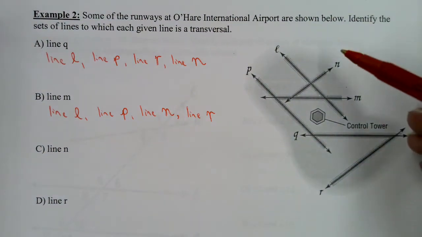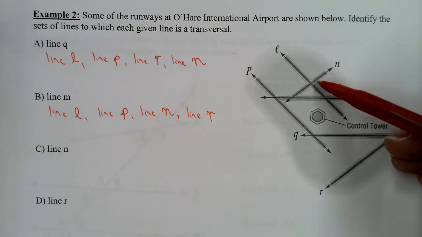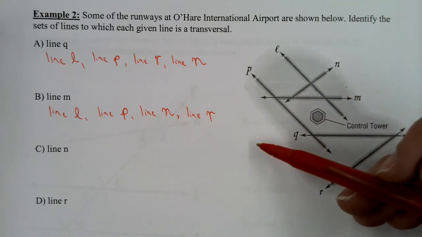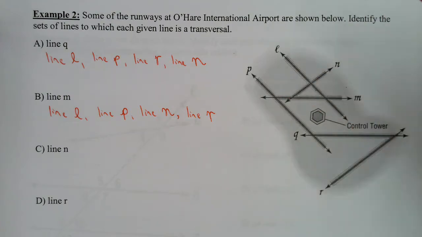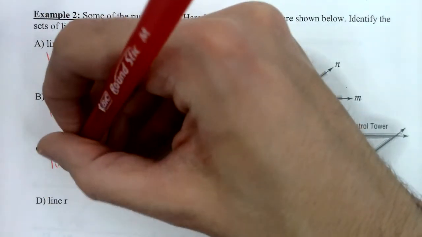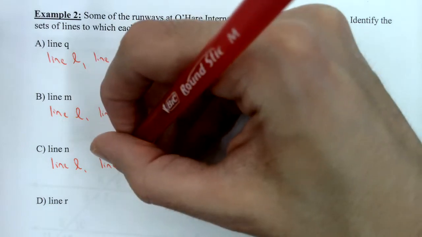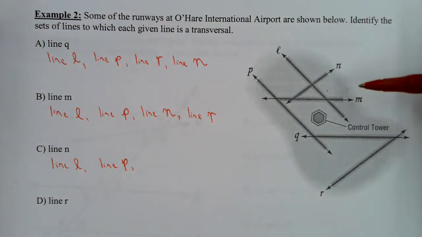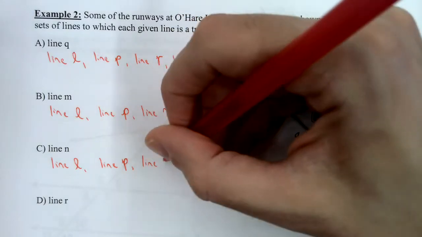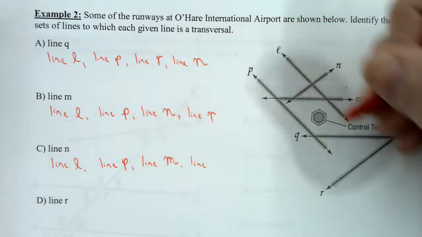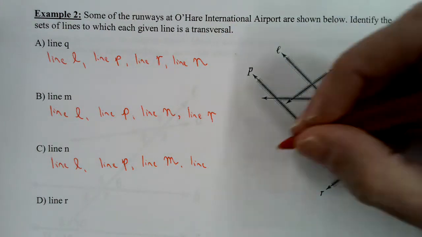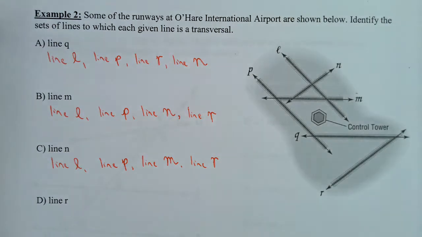Part C, line N. What does line N intersect? What is line N a transversal to? So right away you can see it intersects line L and line P. Line N is also a transversal to line M. And line R. Okay.